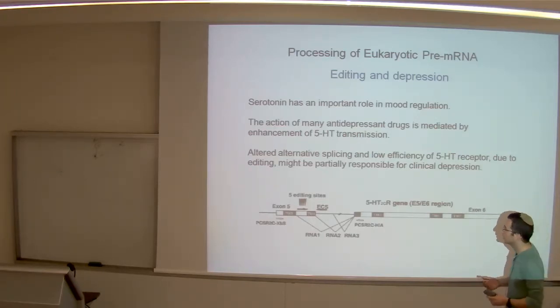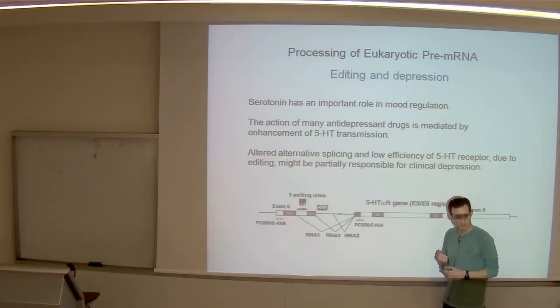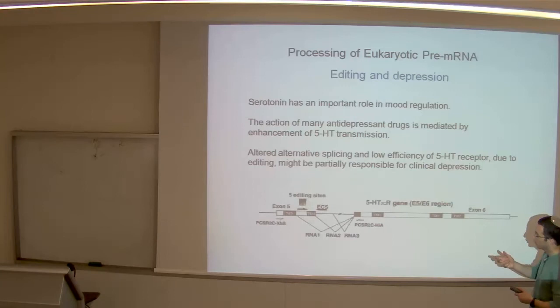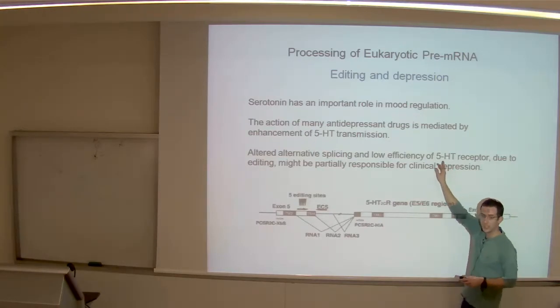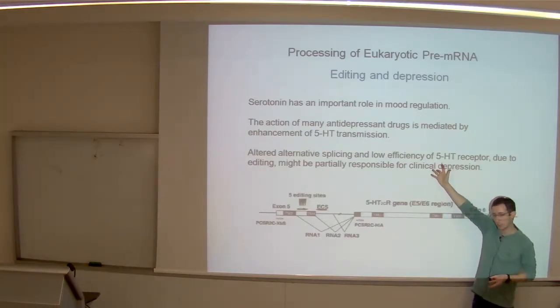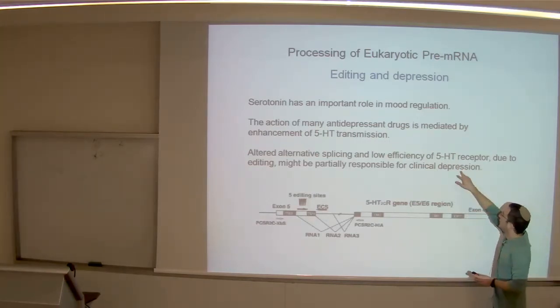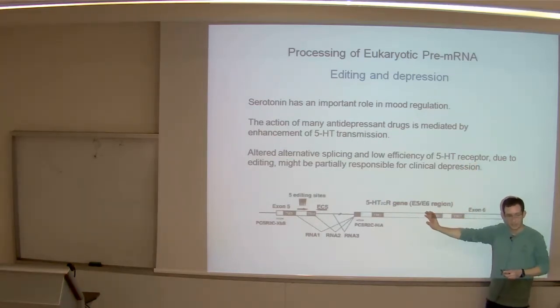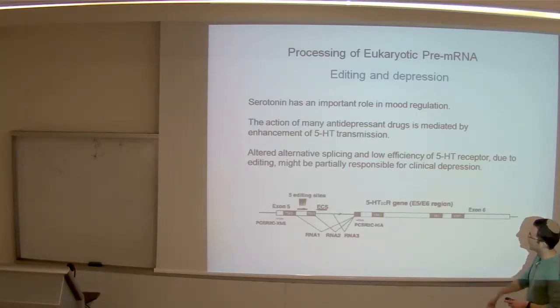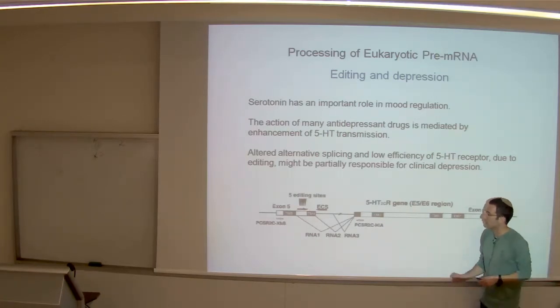You take them and compare them with control healthy individuals, and you see they have increased frequency of a certain kind of editing process that happens to the messenger RNA of the serotonin receptor. 5-HT is serotonin. It's a neurotransmitter that plays an essential role in mood regulation. It was seen in many experiments. And its receptor is being edited differently in severe depression patients. Then they raised the idea that it might be partially responsible for clinical depression.